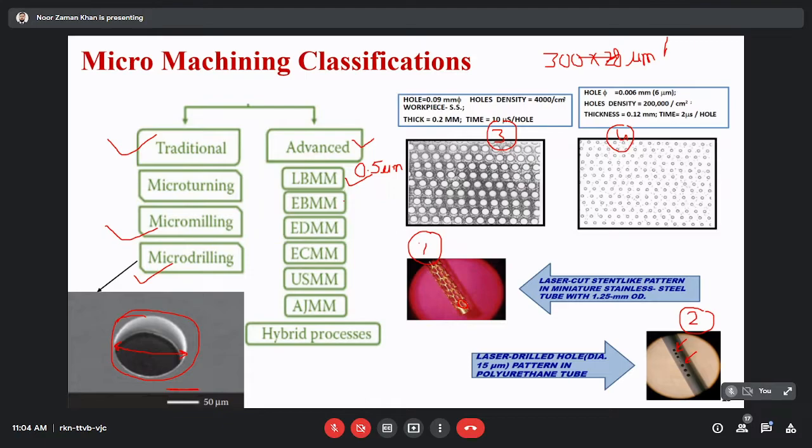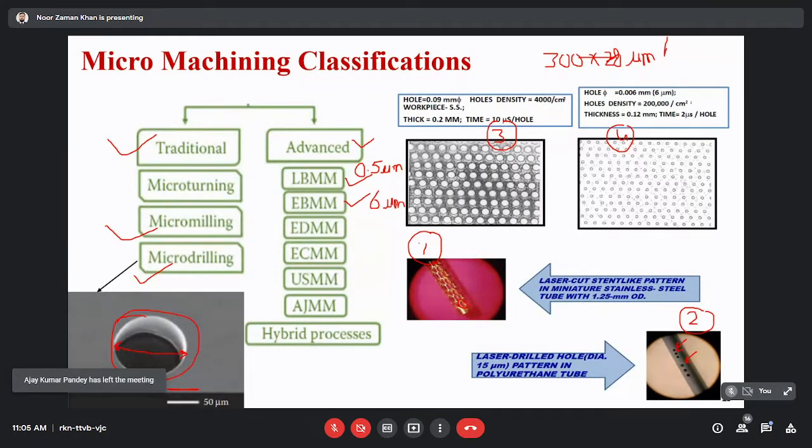Now come to the electron beam micromachining process. Electron beam micromachining can produce holes as small as 6 micrometer. So we can produce 6 micron size holes by using electron beam micromachining.